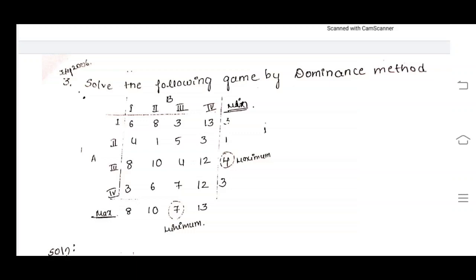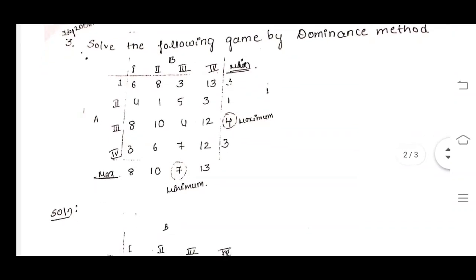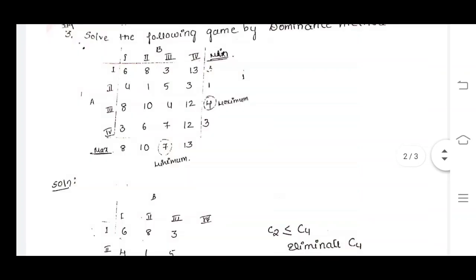Always for player A we are finding the maximin value, and for player B we are finding the minimax value. Now, as we know, the payoff matrix is not a 2 cross 2 matrix. In order to reduce this to a 2 cross 2 matrix, we can use the dominance rule we explained previously. We have two rules: the dominance rule for columns and the dominance rule for rows. You can go with the column first or the row first.